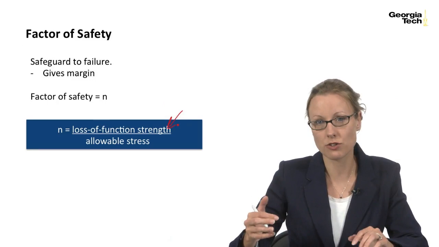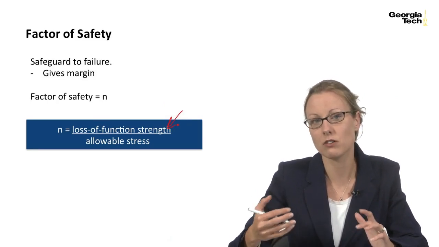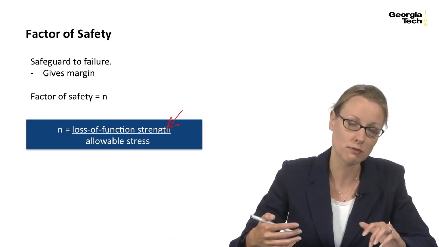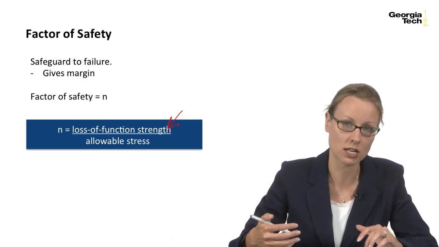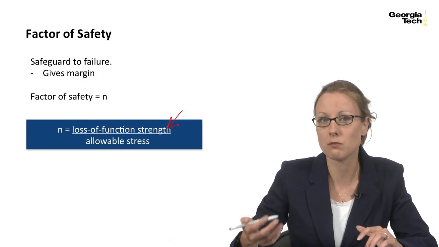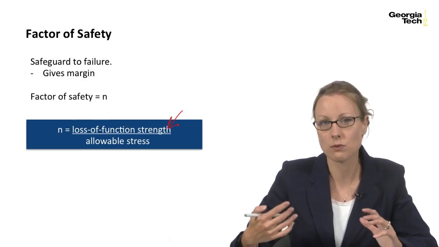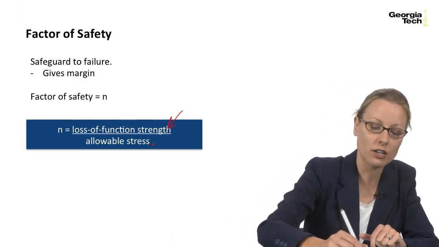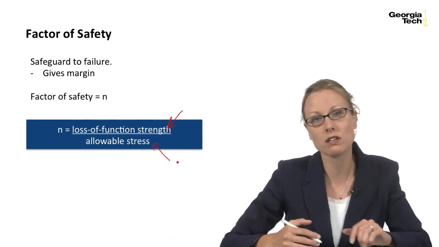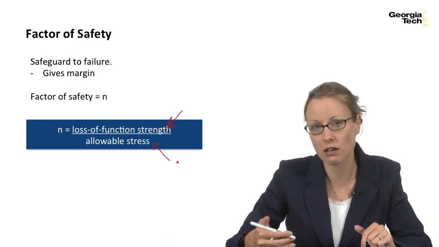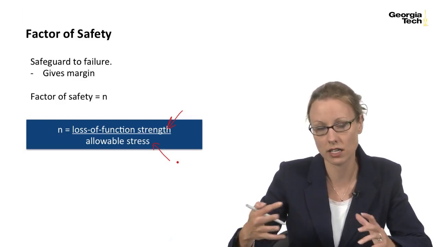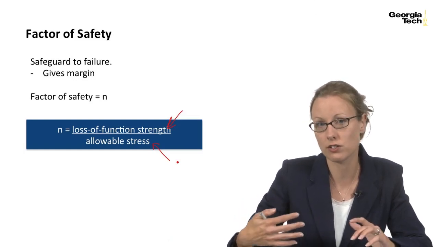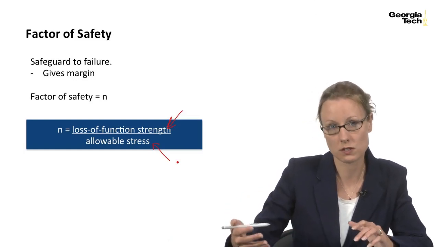So that's your strength where the part will no longer function. So if a fracture means that your part can no longer function, then your loss of function strength might be your fracture strength. If permanent deformation means your part can no longer function, then your loss of function strength might be your yield strength. In this class, we'll primarily be looking at yield strength. And that's divided by your allowable stress. So what's the maximum stress you're going to allow this part to see as a designer in operation? What is it going to see? Or maybe you'd be designing for failure. So in failure, what will this part see?